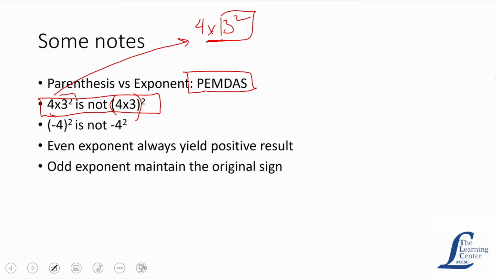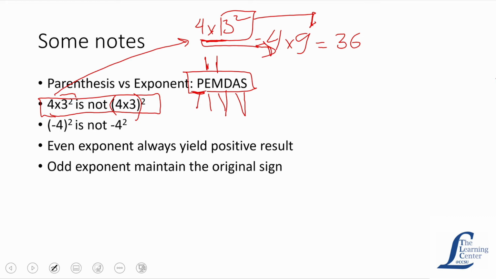PEMDAS says that the order of operations should be carried out in parentheses first, and then the exponents, and M stands for multiplication or division, and then addition and subtraction. Here we have exponents, which is 3 squared, and then we have the multiplication, which is 4 times 3 squared. So we have the E and the M. E stands before M. We have to carry out the exponent first. 3 squared is going to be 9. So that would be 4 times 9. 4 times 9 is 36.